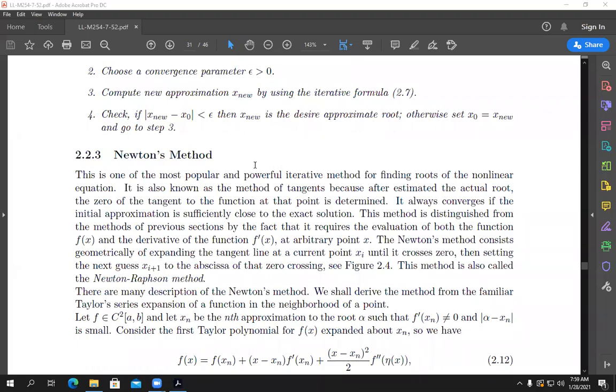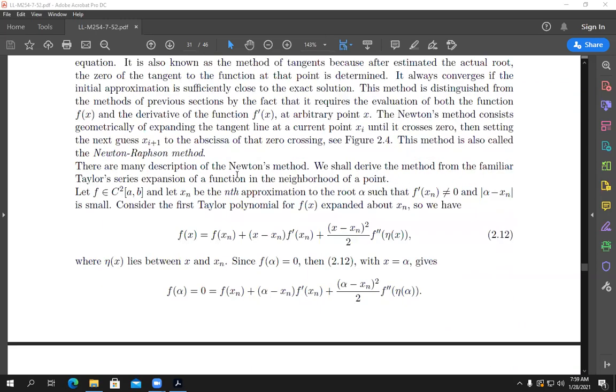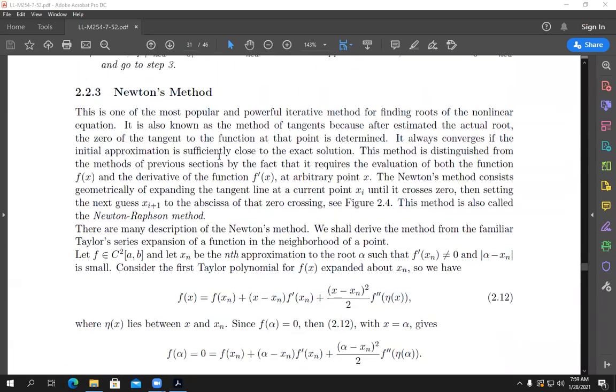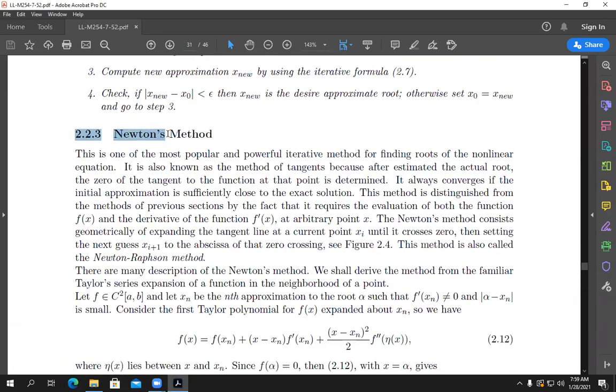Last time we started Newton method. This is method number 3 for solving the nonlinear equation for the case of the simple root, for approximation of the simple root. One of the best methods, as I told you last time, is the Newton method. And the Newton method is an iterative method.